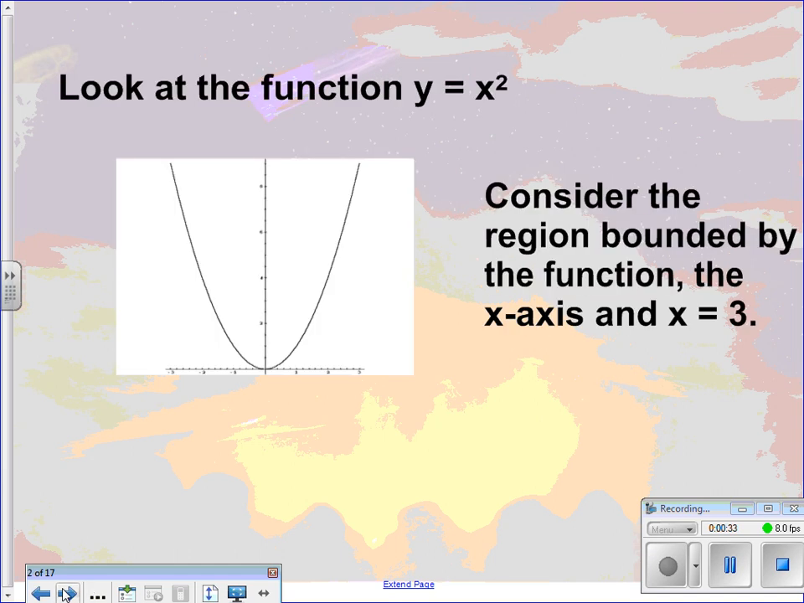Here we go. So we have this function here. Look at the function y equals x squared. And what we're going to do is consider the region bounded by the function, this graph, the x-axis, and the line x equals 3. So we're considering this region here. Okay. Consider that region there.